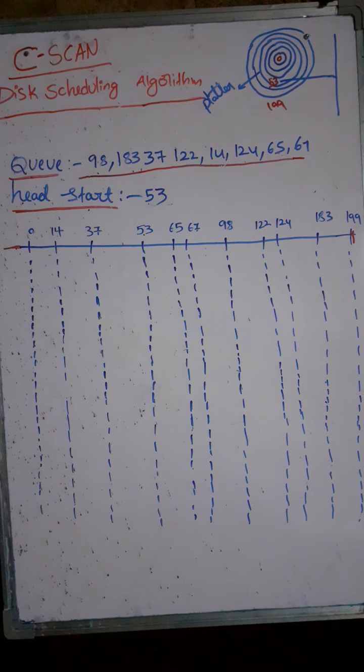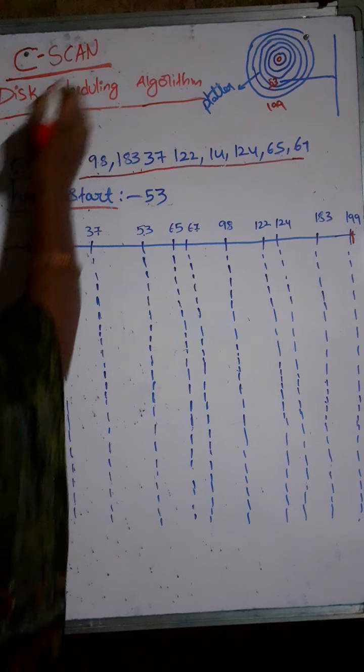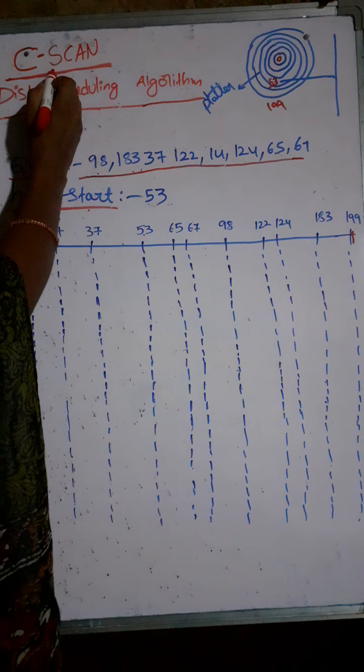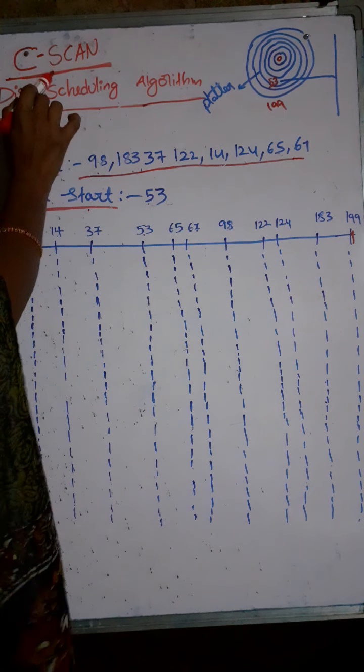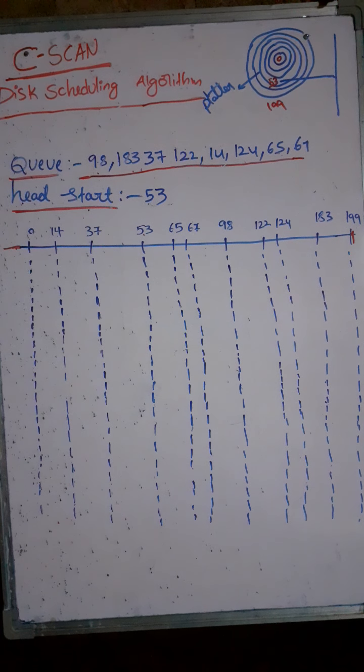In this video, I am going to explain one of the disk scheduling algorithms, that is the C-SCAN disk scheduling algorithm. This algorithm is similar to the SCAN algorithm to some extent. So all of you, first watch the SCAN disk scheduling algorithm, then watch this video. Okay, I'll explain this algorithm with the help of an example.